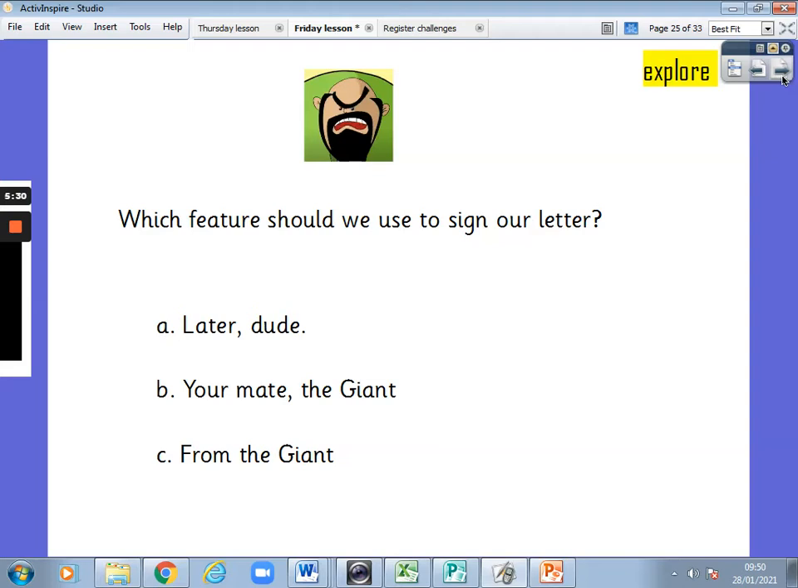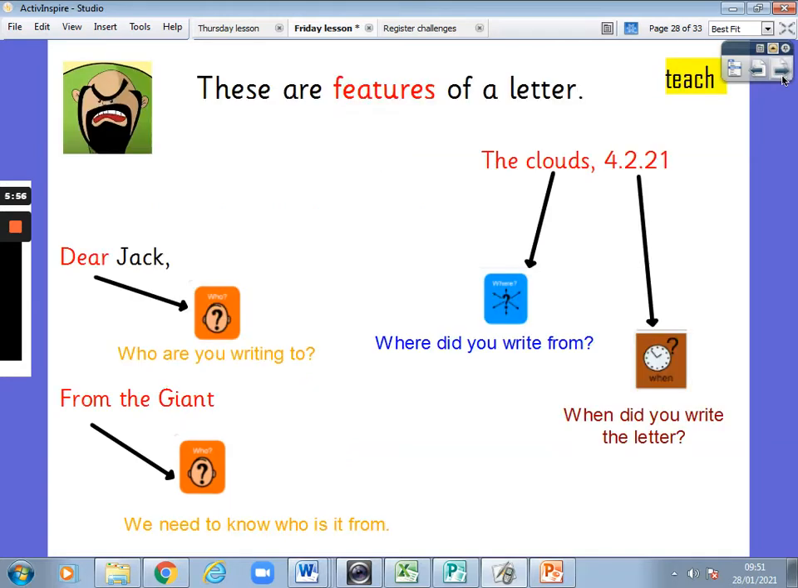Next one, which feature should we use to sign our letter to know who's the letter from? Is it A, later Jude? Is it B, your mate, the giant? Is it C, from the giant? A, B, or C? That's right, it is C, from the giant. Who is the letter from? It is a polite way to sign the letter, to say who is the letter from.